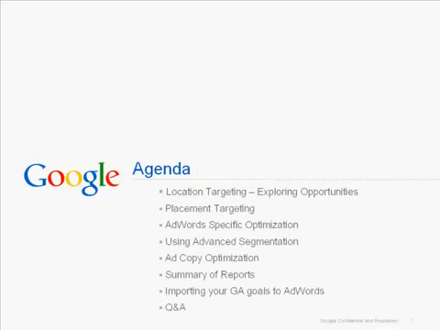So let's go through the agenda today. We'll talk about several topics. First up, location targeting, exploring opportunities. Second, we'll talk about placement targeting, and we'll dive into AdWords specific optimizations, and then using a feature called event segmentation in Google Analytics. Then we'll talk about ad copy optimization, and then we'll go through the summary of reports, and we'll briefly talk about importing your GA goals into Google Analytics. Then we'll go through Q&A.